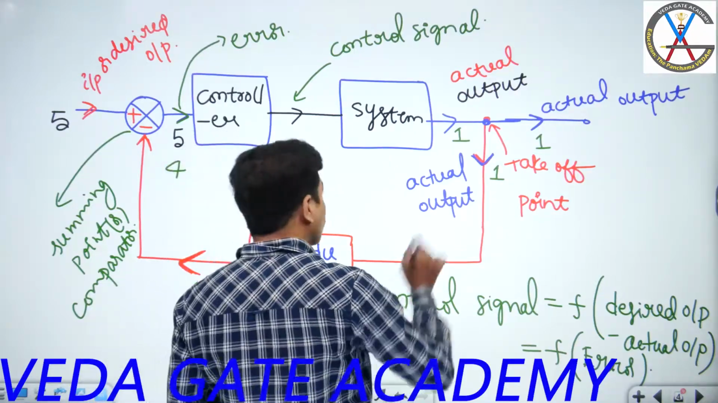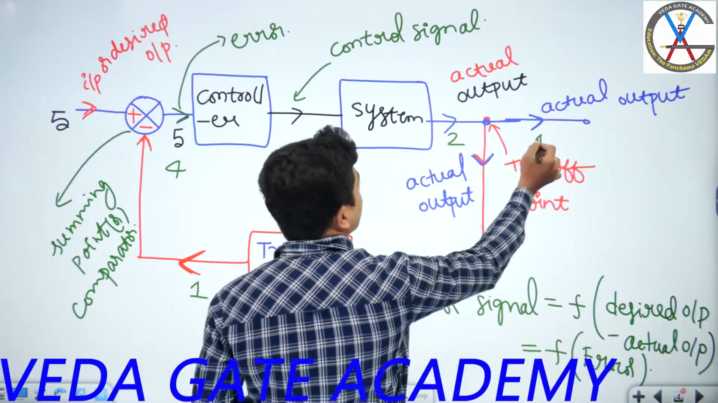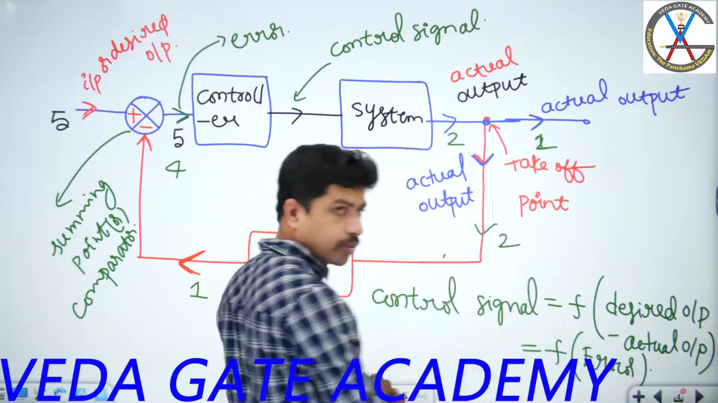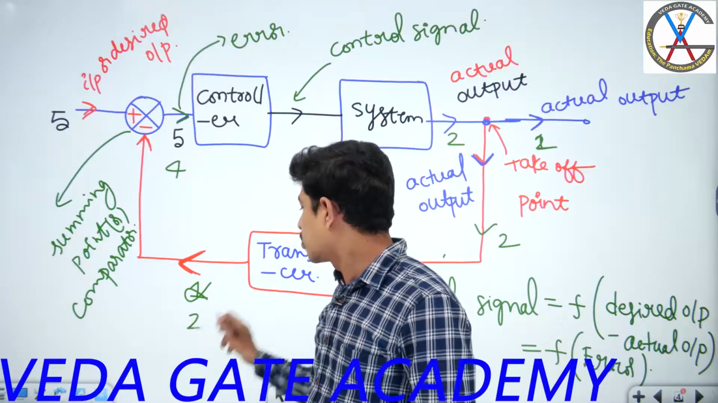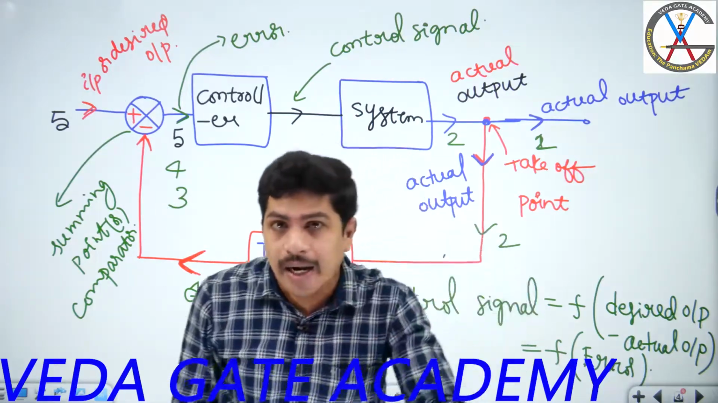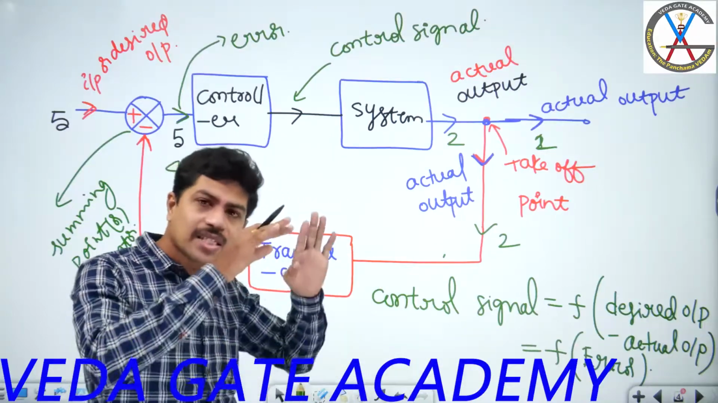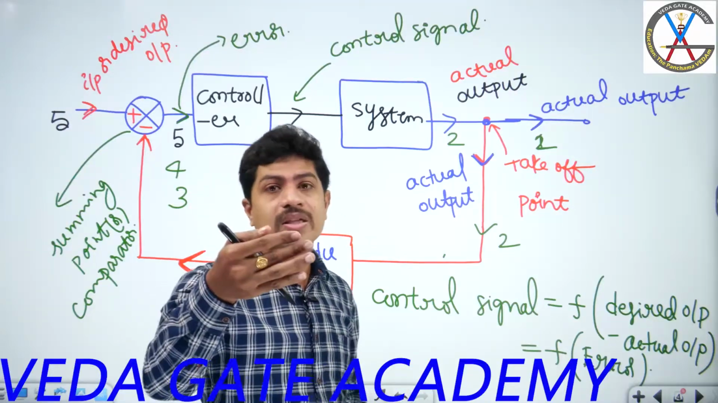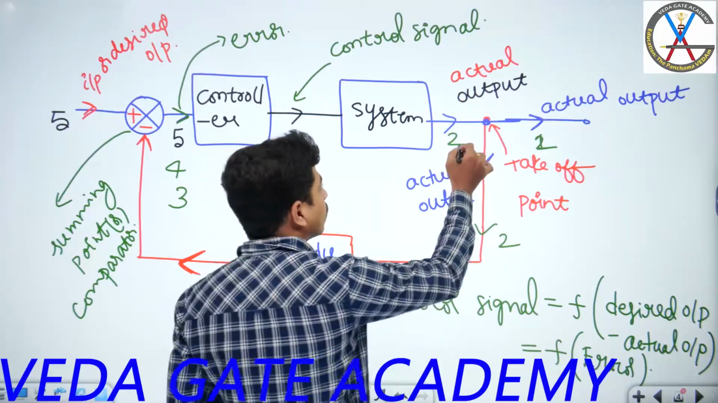Imagine it reached the second floor. This is 2. This is also 2. Yes, it reached the second floor. What will this be? 3. Error is reduced, but error is present. Yes, it is reduced but not 0. Error is present. Control signal is present. That control signal is going to move the system. Imagine it reached the third floor.